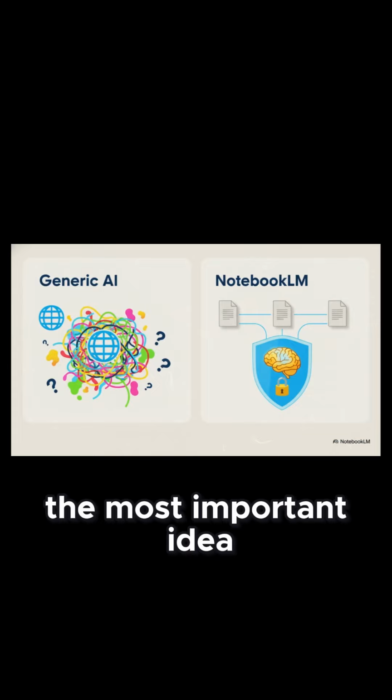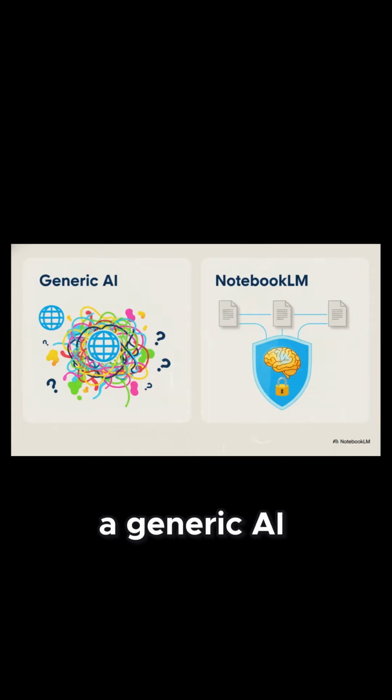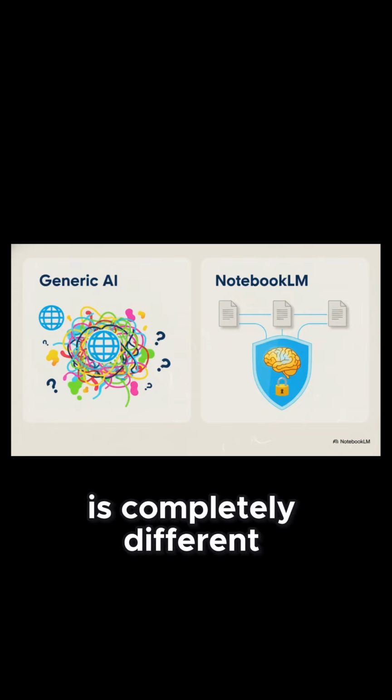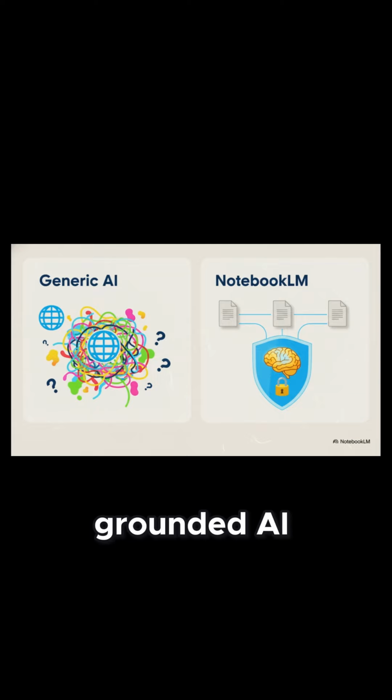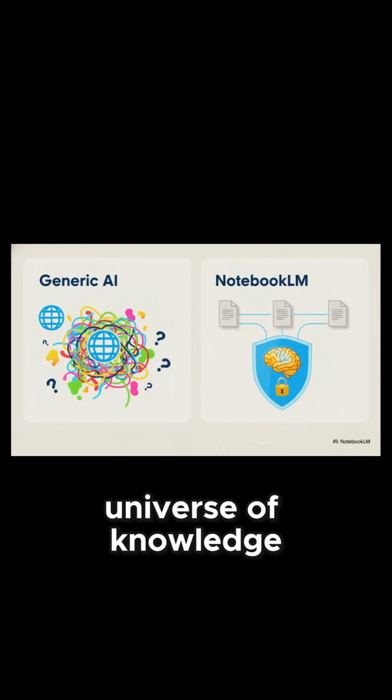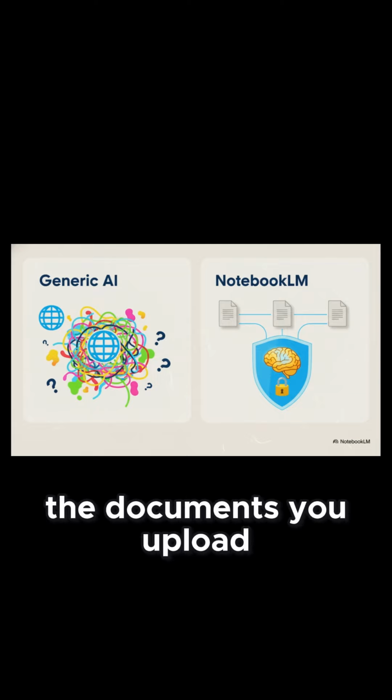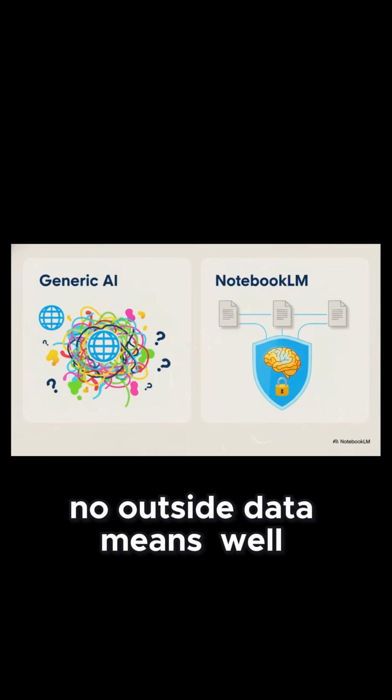Okay, so let's really dig into this because this is the most important idea to get. A generic AI pulls its answers from the entire messy, wild internet. And that's why it can hallucinate, just make stuff up. NotebookLM is completely different. It's what's called a grounded AI. Its entire universe of knowledge is strictly limited to the documents you upload. No outside data means, well, no hallucinations.